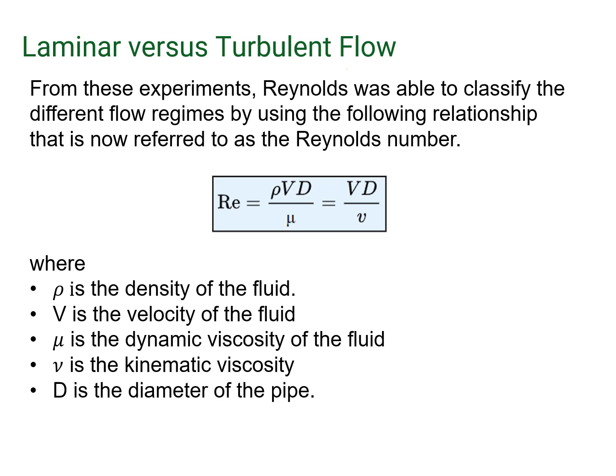So what is the difference between laminar and turbulent flow? Well, from Reynolds' experiments, he was able to classify the different flow regimes by using the following relationship that's now known as the Reynolds number. The Reynolds number is a dimensionless quantity. It's calculated using either this equation or this equation. Rho is the density of the fluid. V is the velocity of the fluid. D is the diameter of the pipe. Mu is the dynamic viscosity of the fluid. Nu is the kinematic viscosity of the fluid.